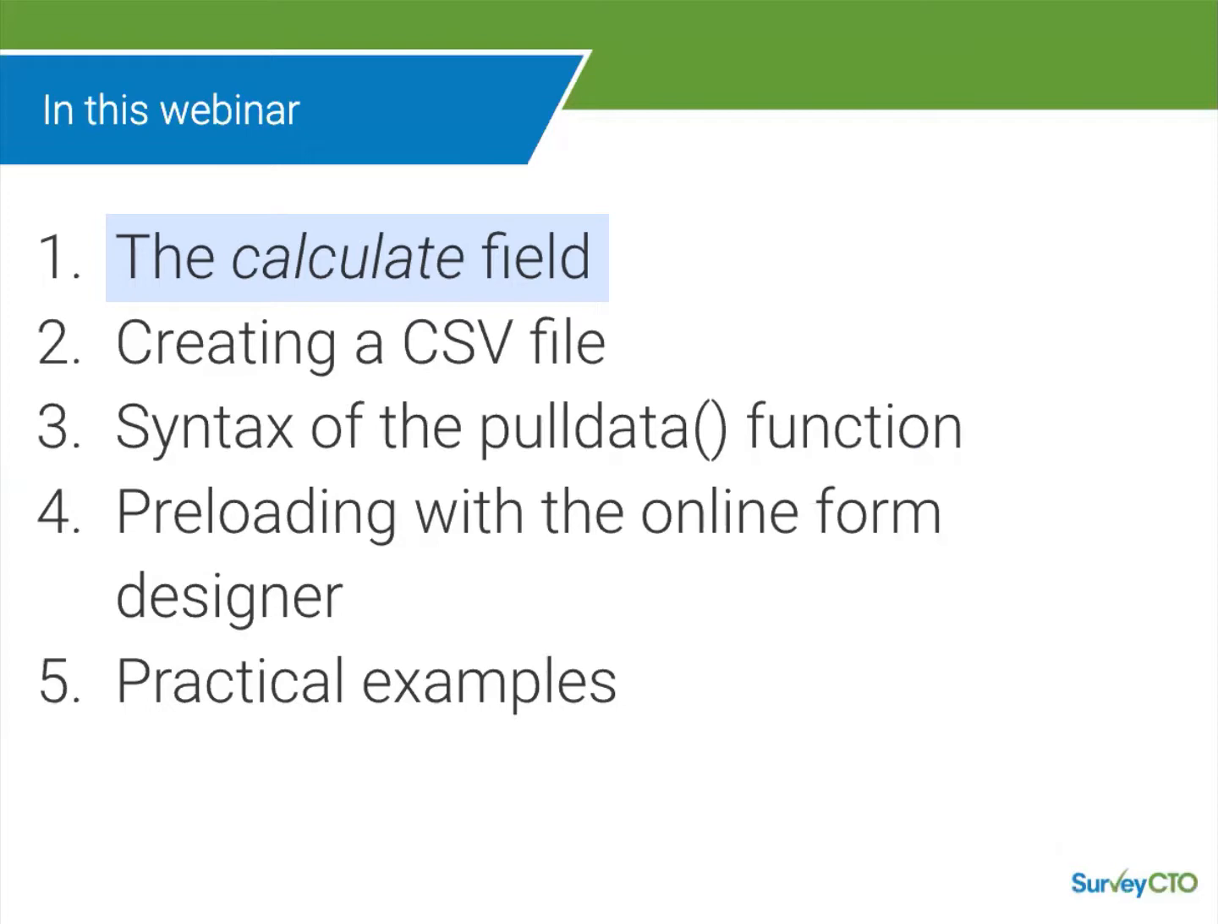In this presentation, we will talk about what makes a calculate field, how it works, and how to make one. We will then talk about creating a comma-separated value file, or CSV file, which is a type of data storage. Next, we will review the pull data function and how it pulls data from a preloaded CSV file or dataset. We will then learn how to create a pull data expression using the online form designer and see what it looks like in action. Finally, we will take a look at some examples of how to use the preloaded data in forms.